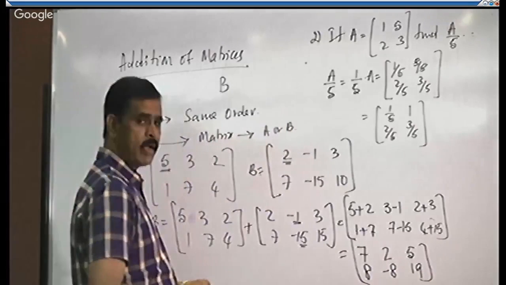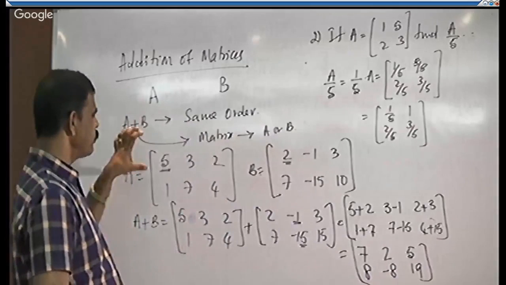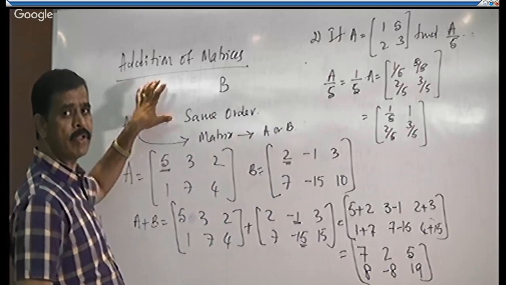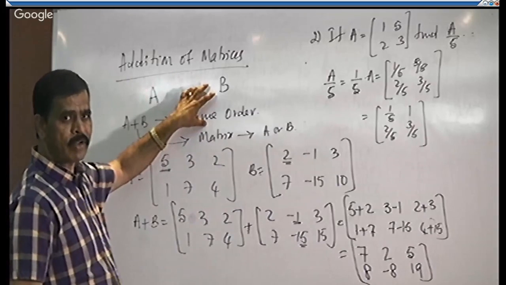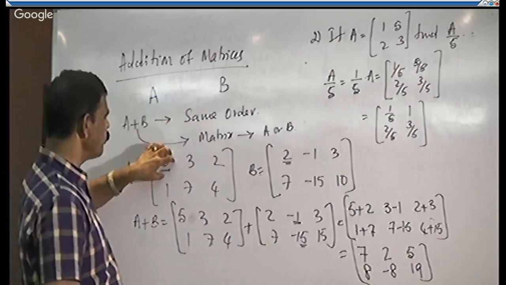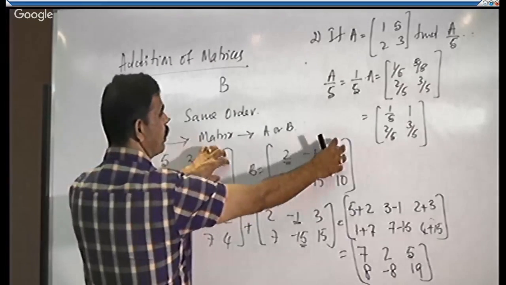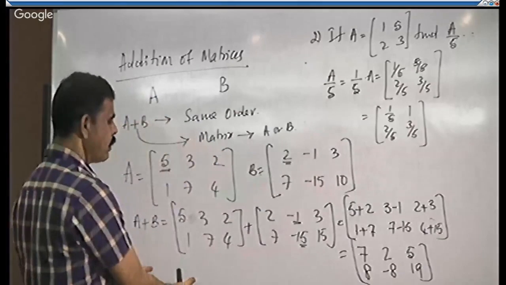This is called addition. You got it? Addition means to add two matrices, and their order should be the same. And how does addition take place? It takes place between the corresponding elements. We have given an example.